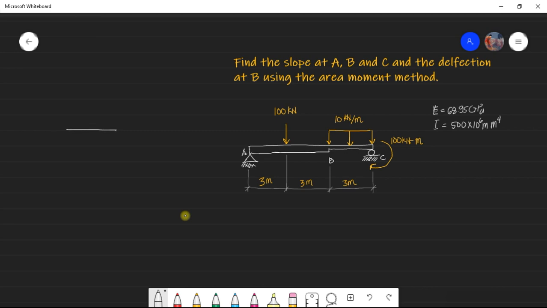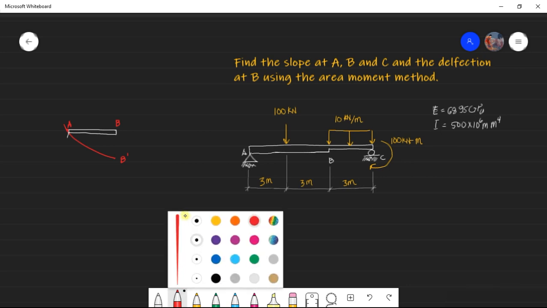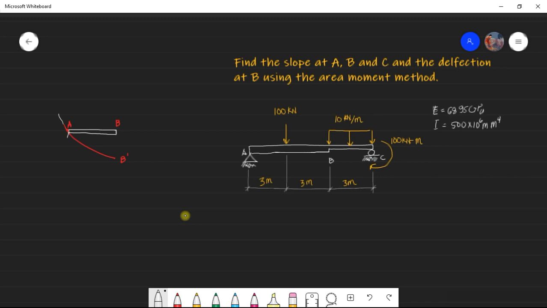and then this beam deflect. Yan. Okay, so let's say ito yung A, and then we have B. So, when the beam deflect, let's say ito yung B prime. Okay? So, this is the natural state of the beam. Yung parang naka-horizontal. And then, when the beam deflect, yung deflection na to, or the deflected shape, this is actually your elastic curve. Okay? So, ito yung elastic curve natin.